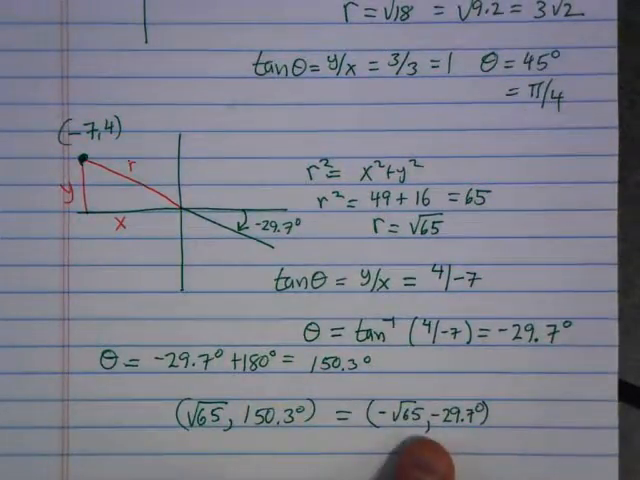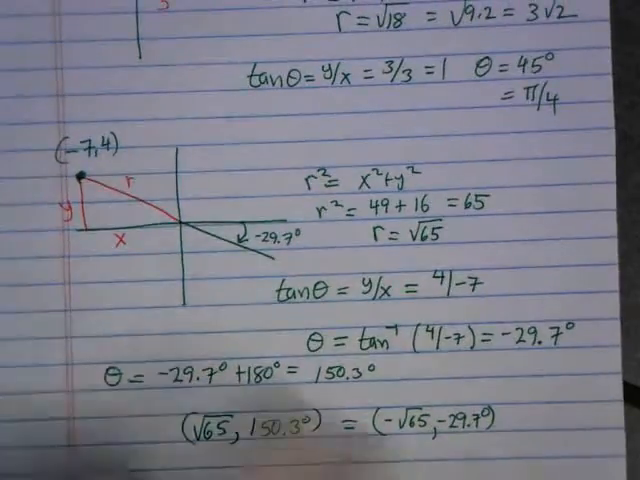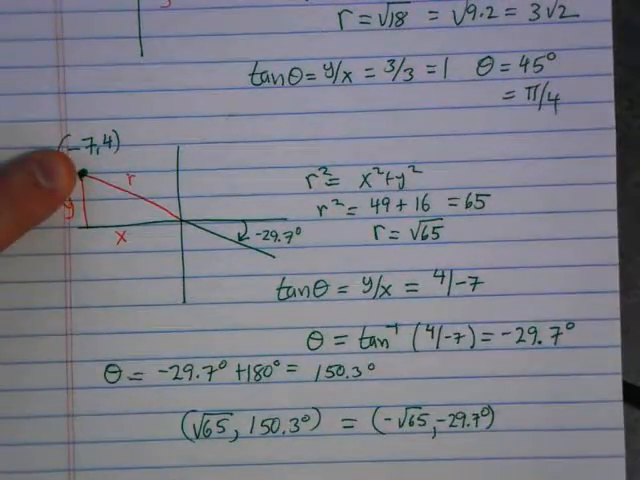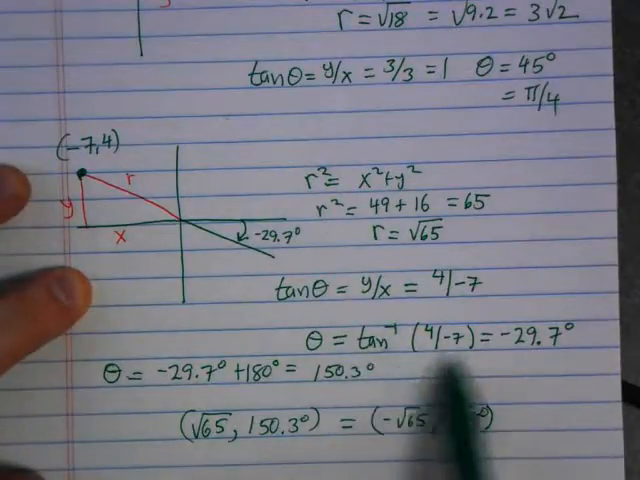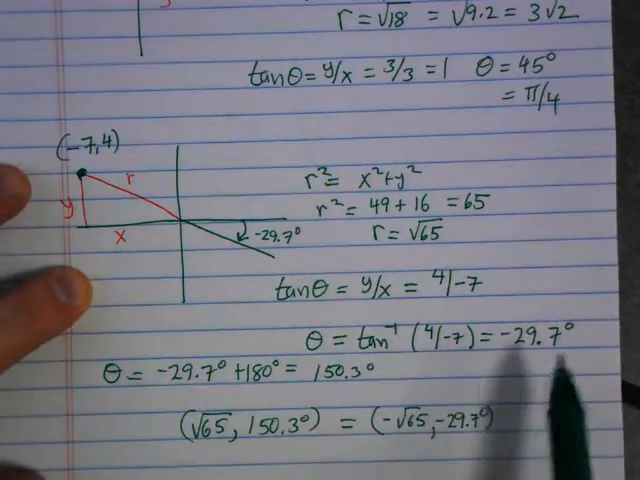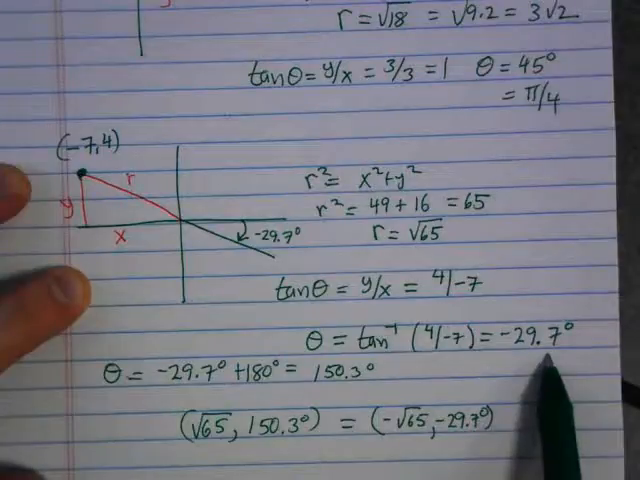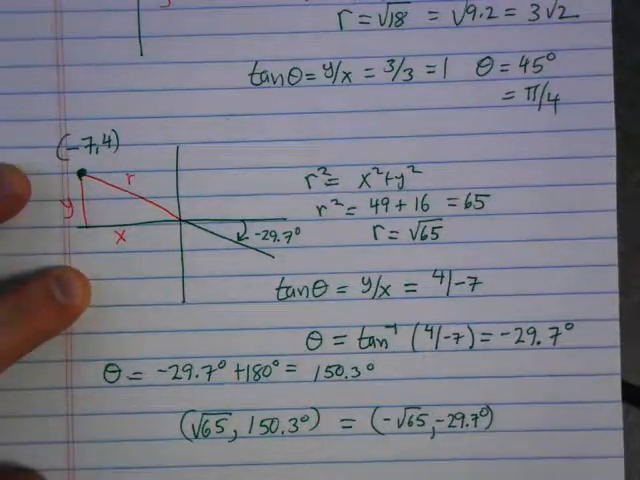All right, so you do need to be a little bit careful here. If your original point is in quadrant 2 or in quadrant 3, when you use this arc tangent thing, it's always going to give you the reference angle. And you're always going to add 180. If you're working in radians, you would always add pi. Okay? Questions on that?